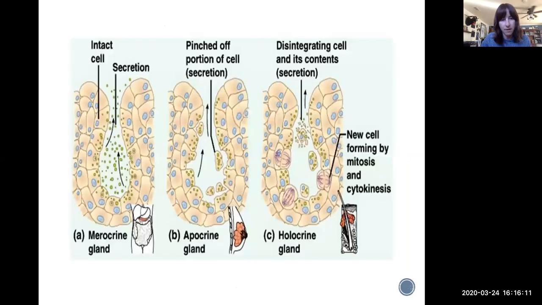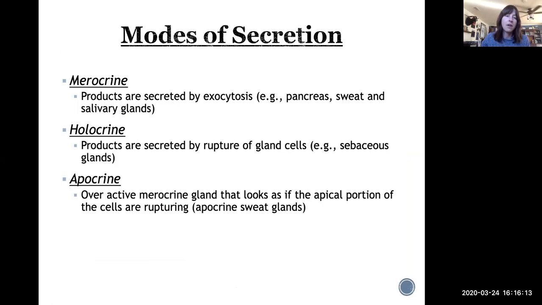Are we moving on yet? Okay, almost there, you guys. Hang in there. We've got different ways that secretions are produced or secreted by exocrine glands.